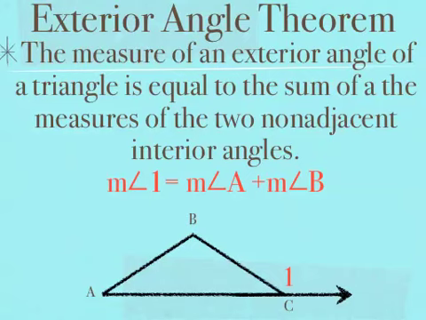The measure of angle 1 would equal the measure of angle A plus the measure of angle B, because A and B are not adjacent to angle 1. We could not use angle C for this because angle C is adjacent, or sharing a side, with angle 1.